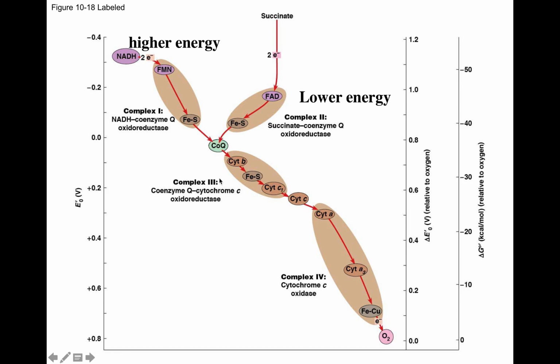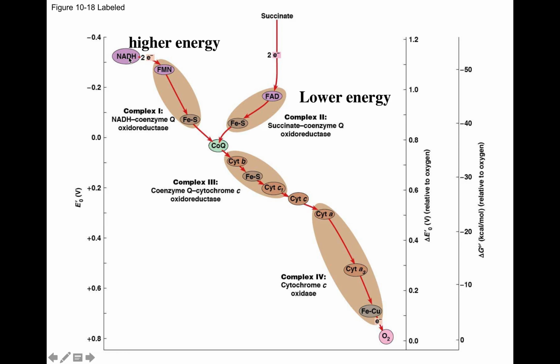A couple of them are soluble. Coenzyme Q and cytochrome C are soluble. We're going to see cytochrome C again when we talk about apoptosis or programmed cell death in cells. It's an important component of that, but it's an electron carrier.